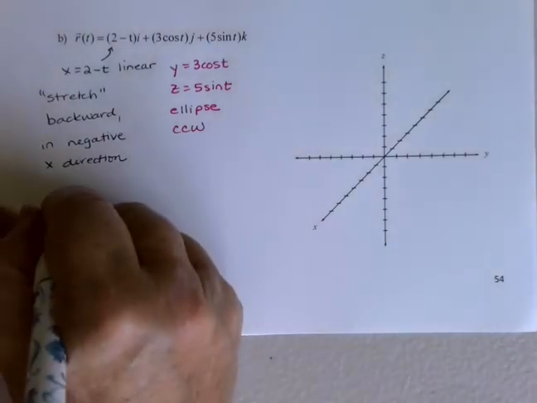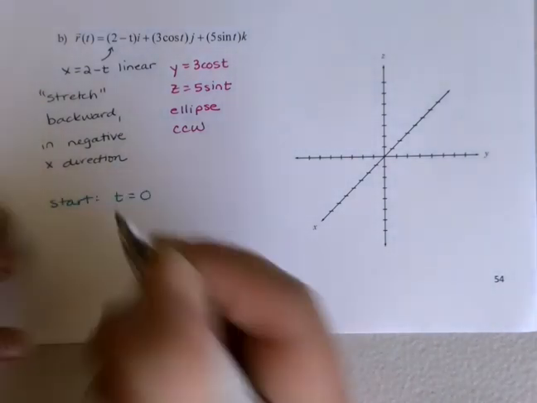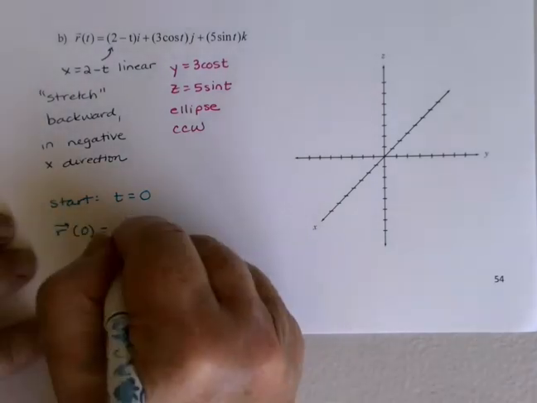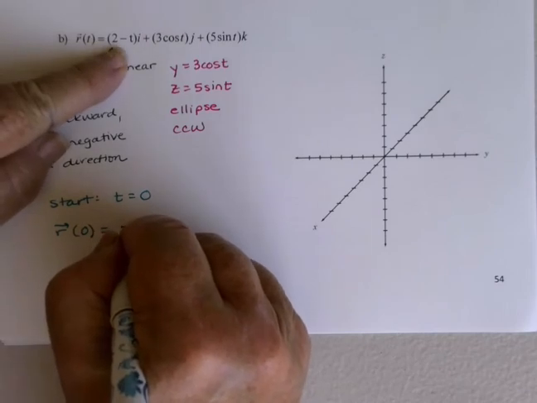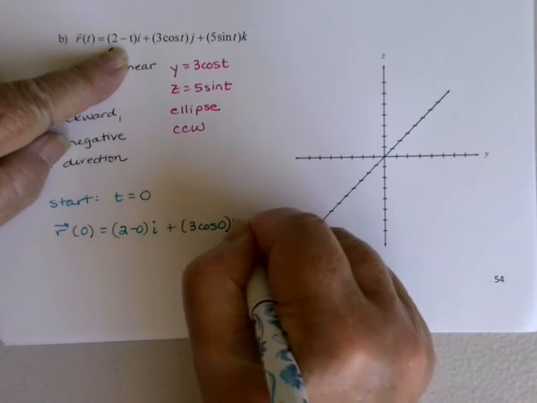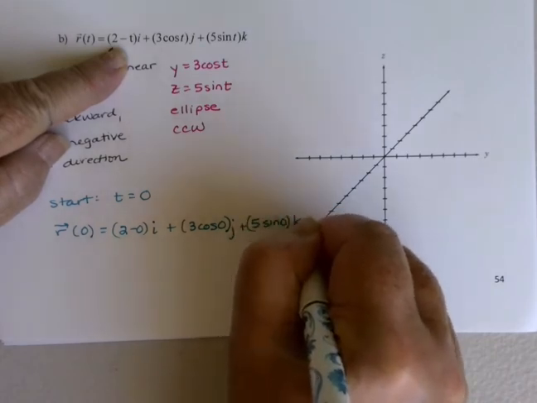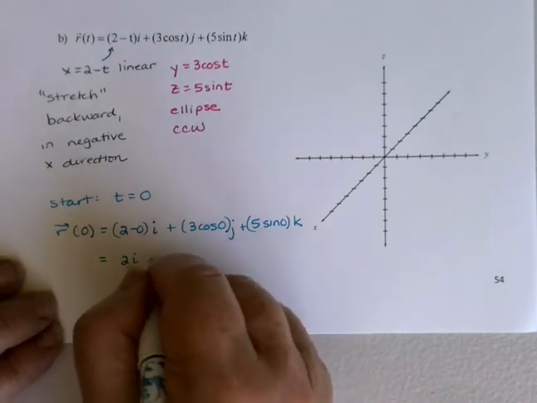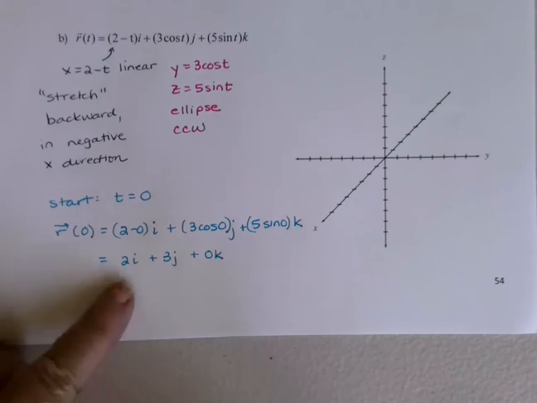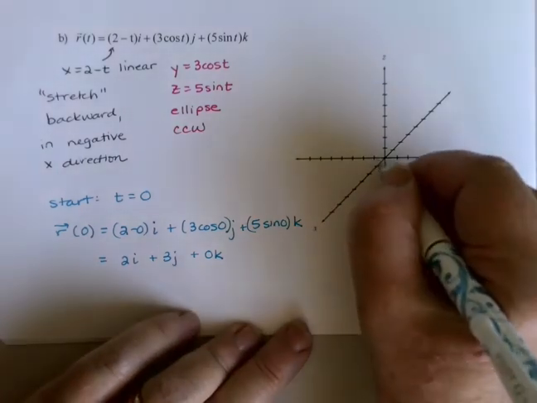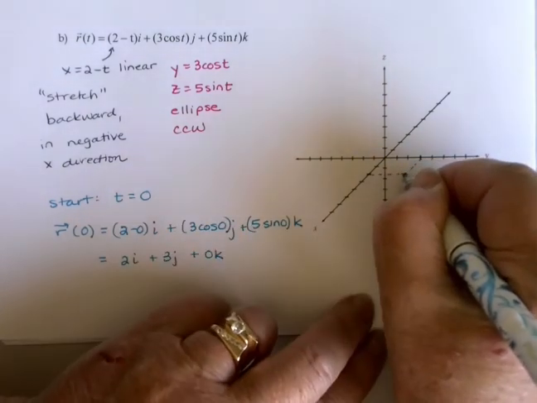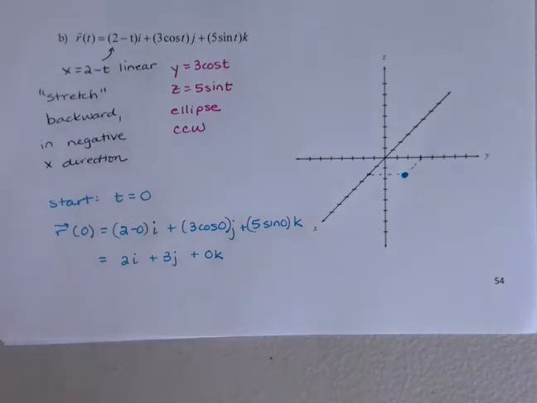So let's get a starting point again. Again, unless I have a reason to do otherwise, I'll typically start at t equal to 0. And r of 0 would be 2 minus 0i plus 3 cosine 0 j plus 5 sine 0 k, or 2i plus 3j plus 0k. So I'm starting in the xy plane at the point 2, 3. Right about there. That's our t equal to 0.